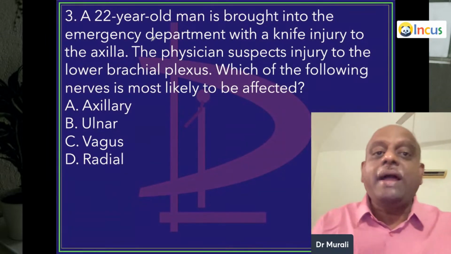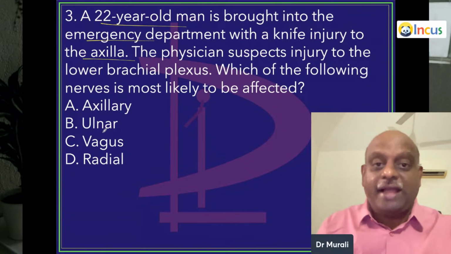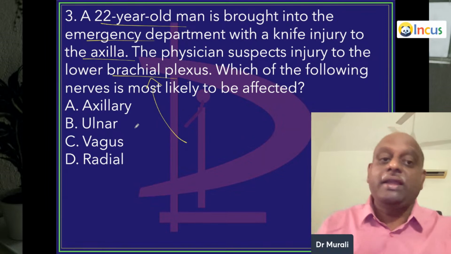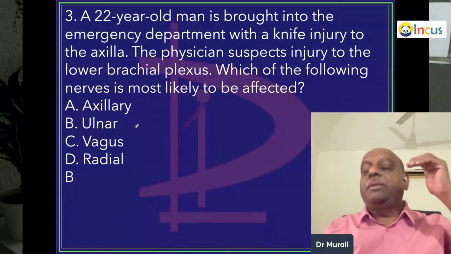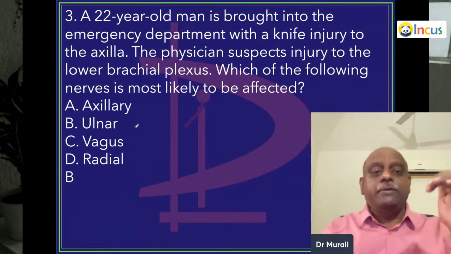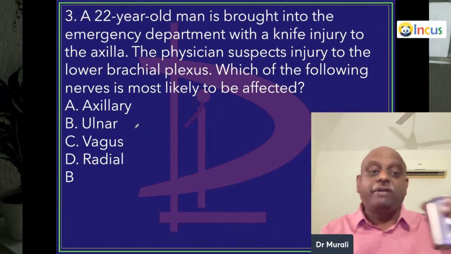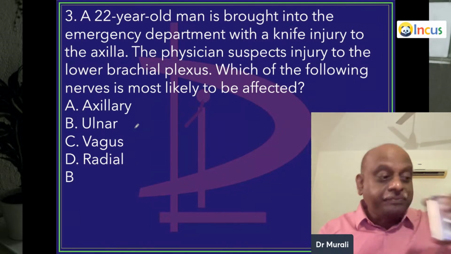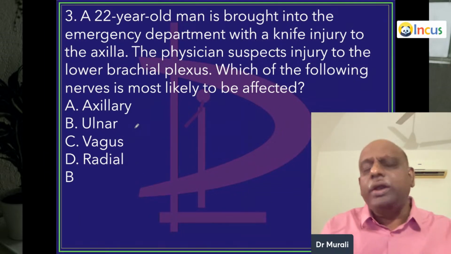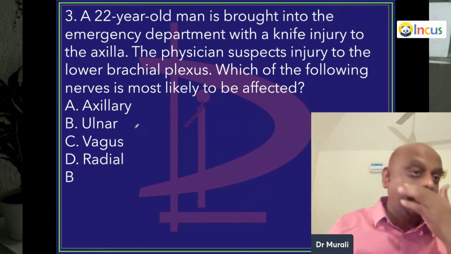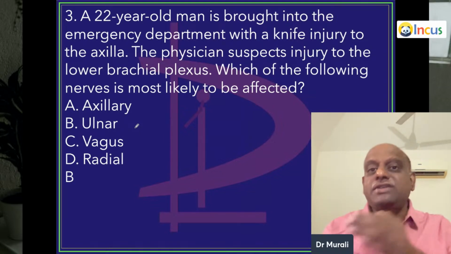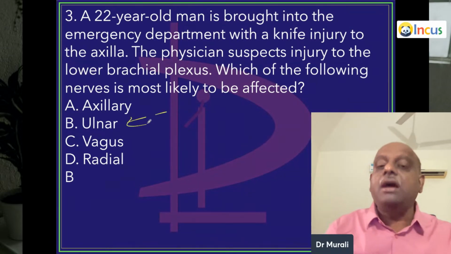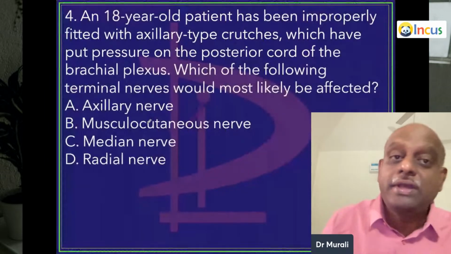A 22-year-old man is brought with a knife injury in the axilla. You're suspecting lower brachial plexus injury. All of you need to remember everything about Erb's palsy and Klumpke's palsy, one of the favorite questions of the NEETPG examiner. So, lower brachial plexus involves C7, C8, T1, which are all the root value for the ulnar nerve, is what you have to remember.